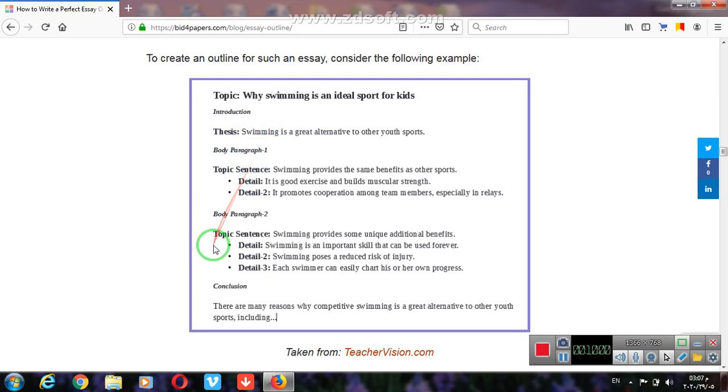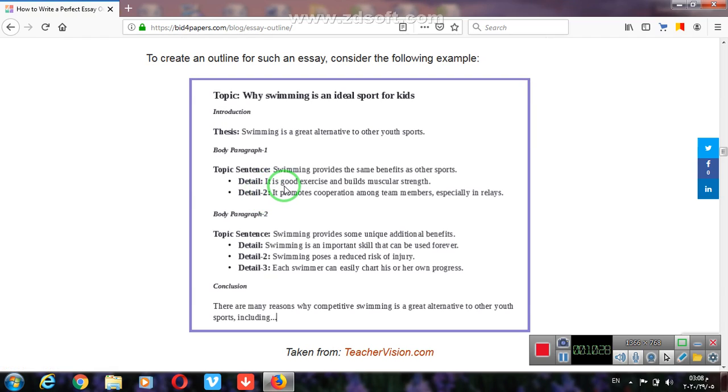After the introduction, you have body paragraph 1 and body paragraph 2. Here the essay has two body paragraphs. Each body paragraph, let's start with paragraph number 1, has a topic sentence. Okay, each paragraph must start with a topic sentence where you define it. Swimming provides the same benefits as other sports. And this topic sentence must be discussed in detail. You have to use detail 1, detail 2, and maybe detail 3, depends.